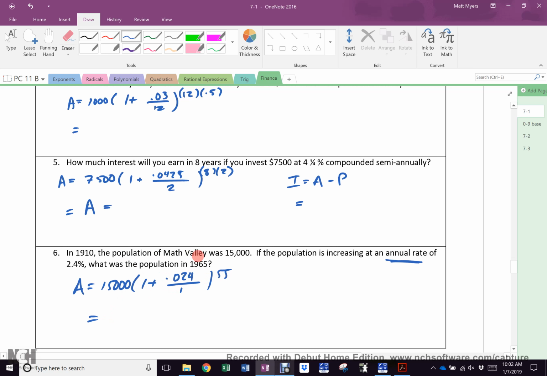If you Google the population of Math Valley, you will probably find there is no such place. But I cannot guarantee that. There may very well be a Math Valley somewhere. But I do not know.